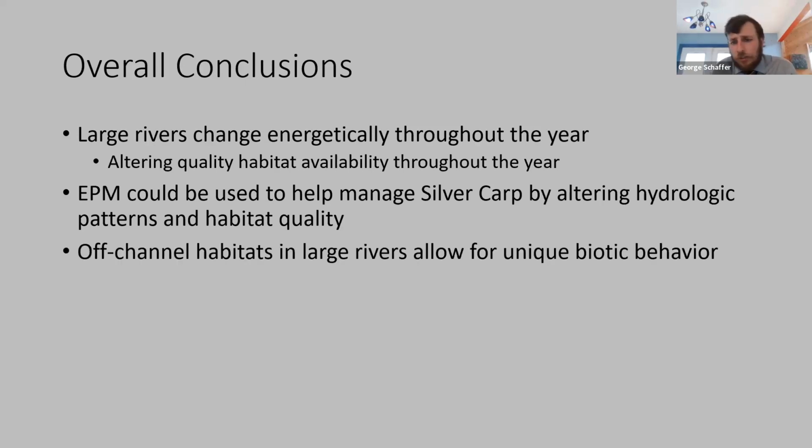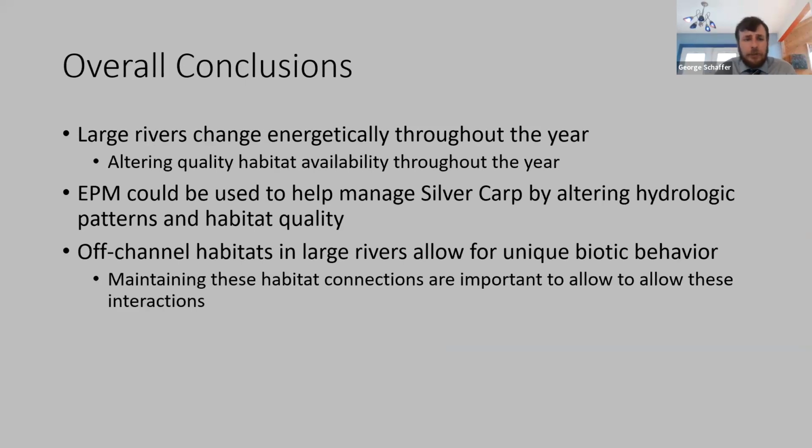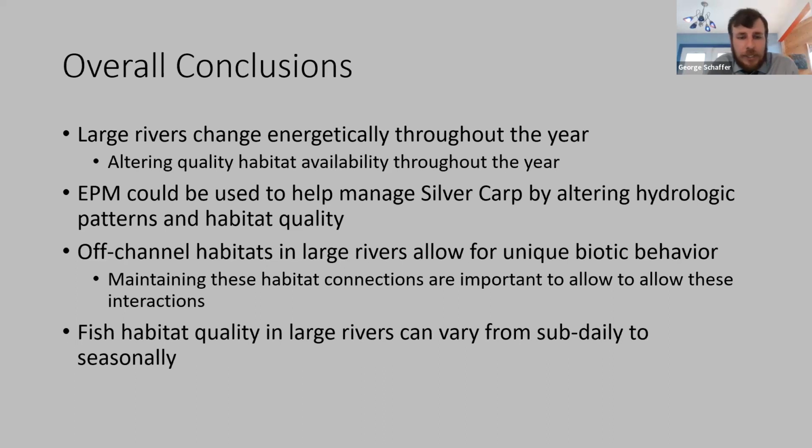Off-channel habitats in large rivers allow for unique biotic behavior, and maintaining these habitat connections is important to allow for these interactions to continue to persist. And fish habitat quality in large rivers can vary from sub-daily to seasonally.